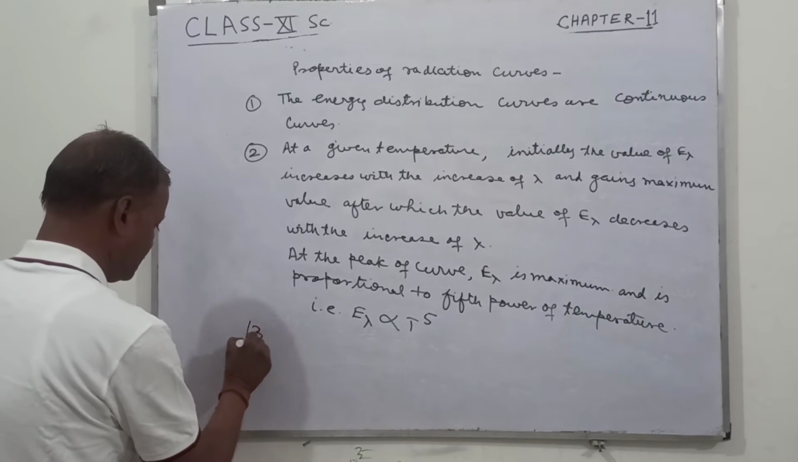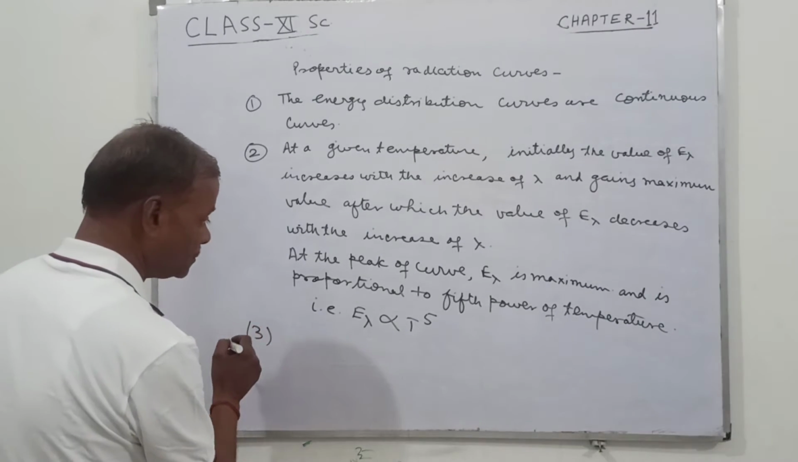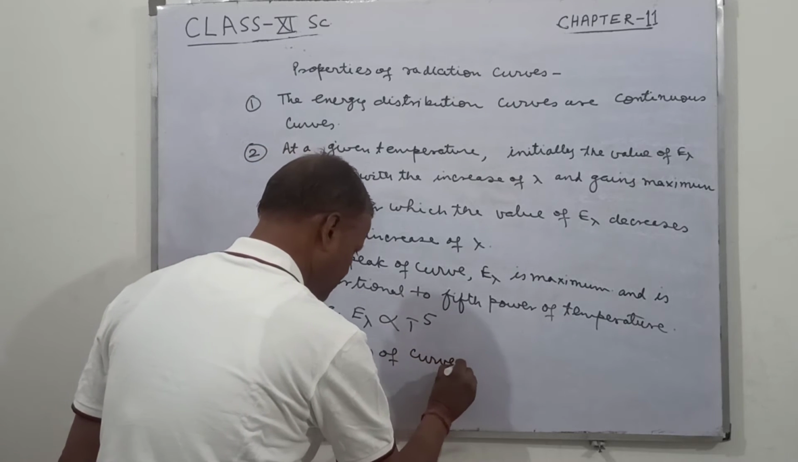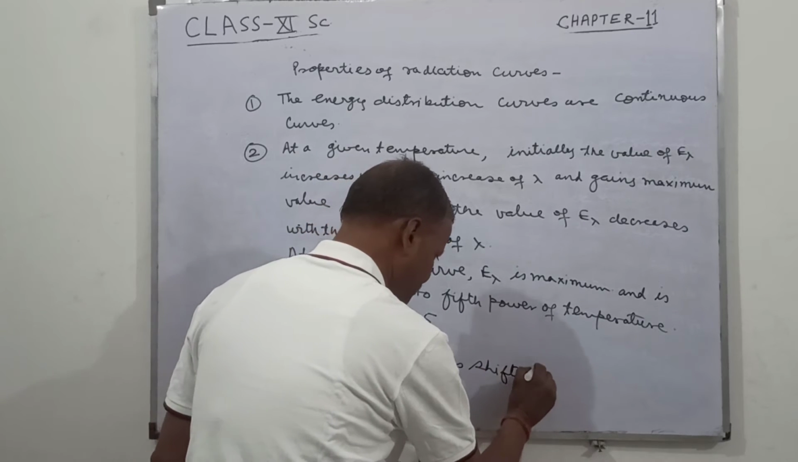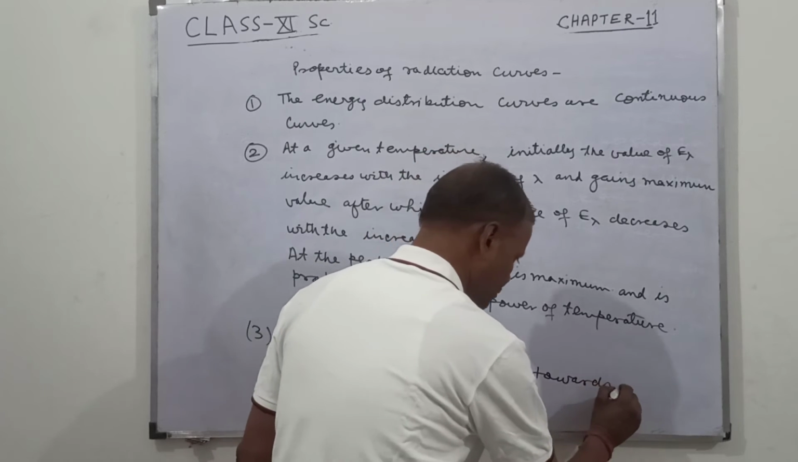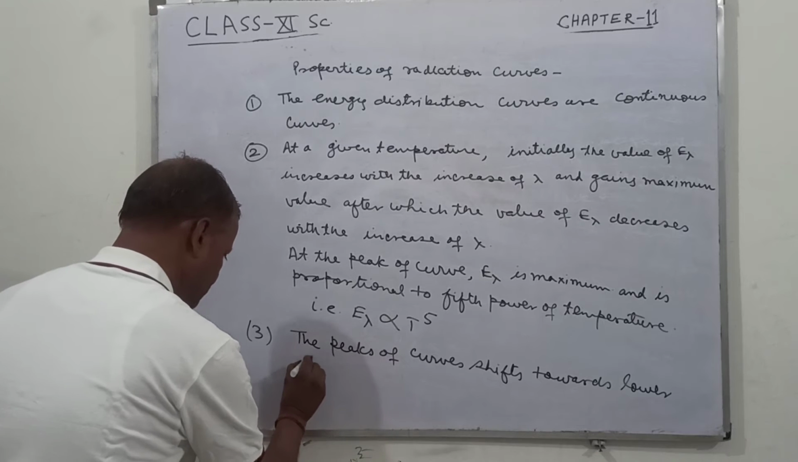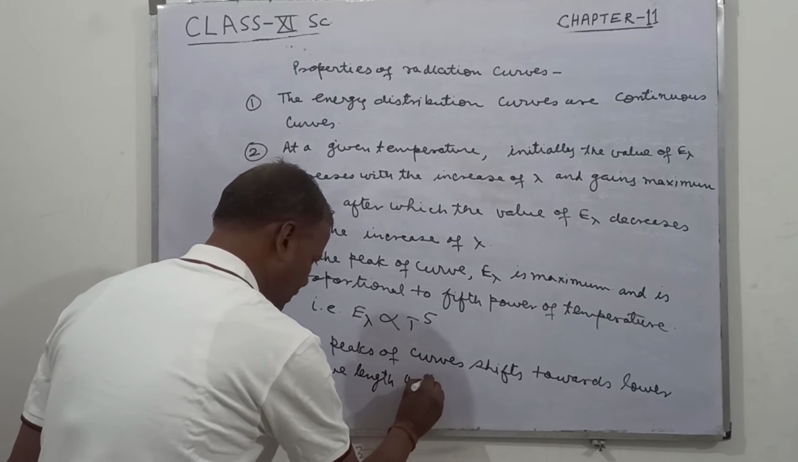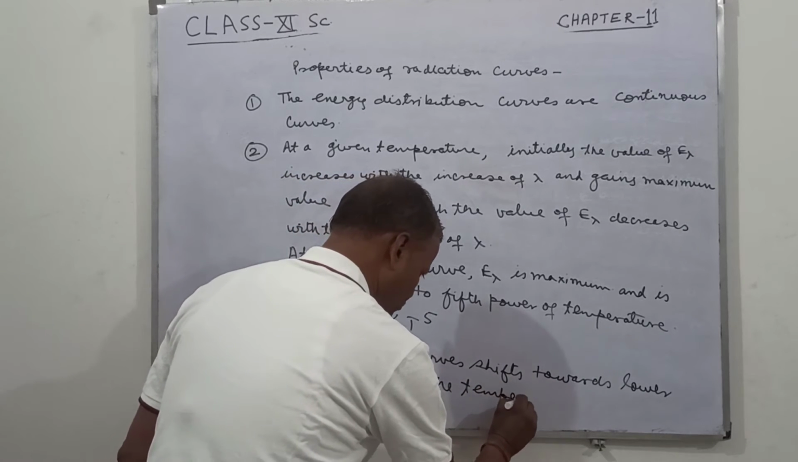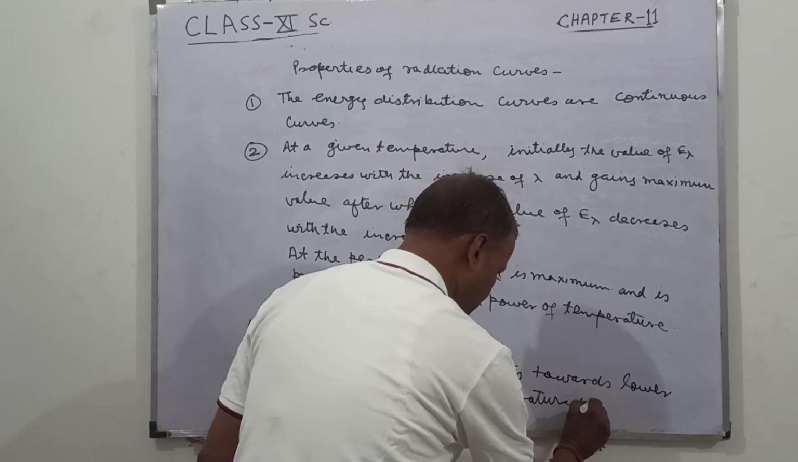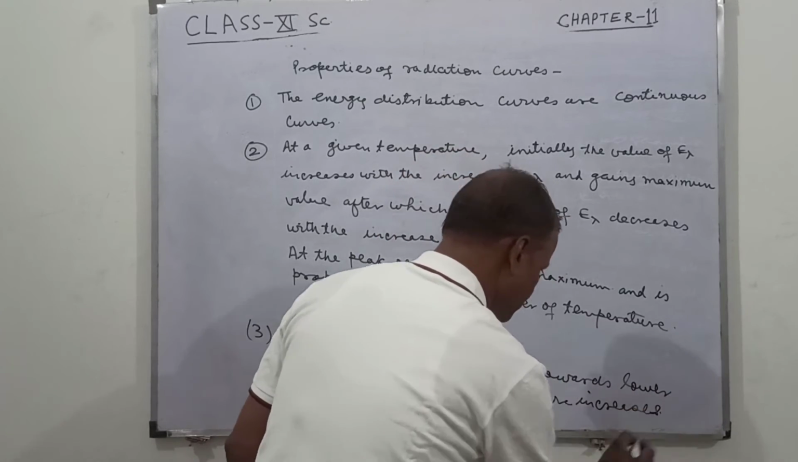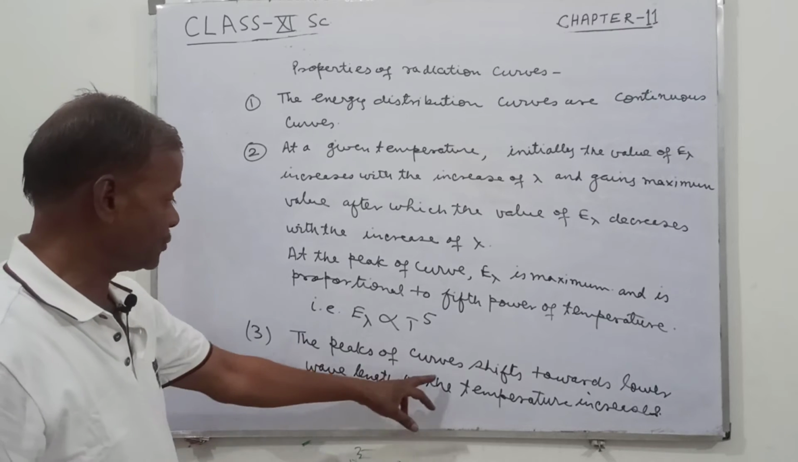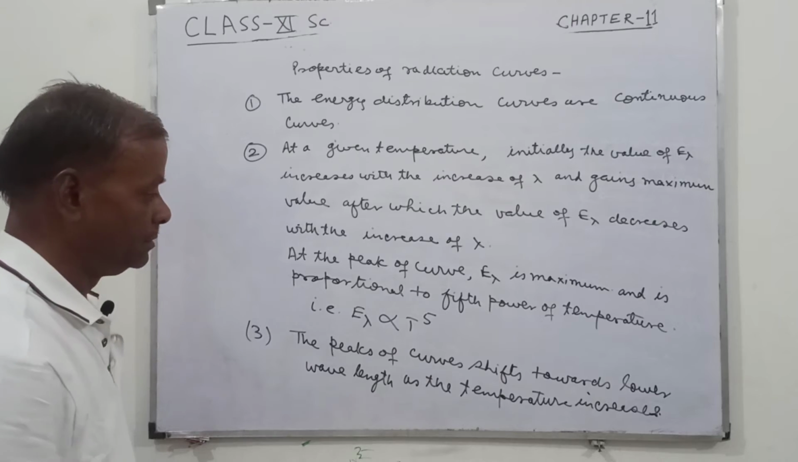And now third, the peaks of the curves shift towards lower wavelength as the temperature increases. We have seen that as the temperature increases from T1, T2, T3, T4, the peaks of the curves go towards the lower wavelength. The peaks of the curves shift towards the lower wavelength as the temperature increases.